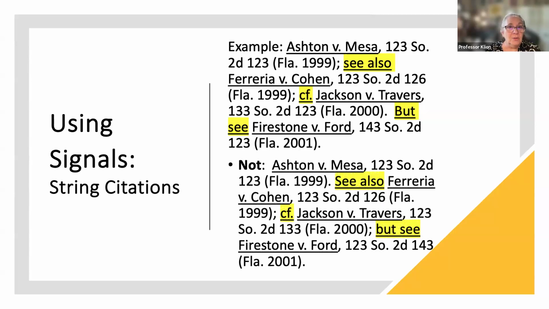You don't want to do something like this where you have the first case that supported the proposition and then you capitalize C also and have a semicolon for CF and then add the but C. So just make sure that you are consistent with the type of punctuation you're using between your cases and your signals and the capitalization that you're using between your case and your signals.